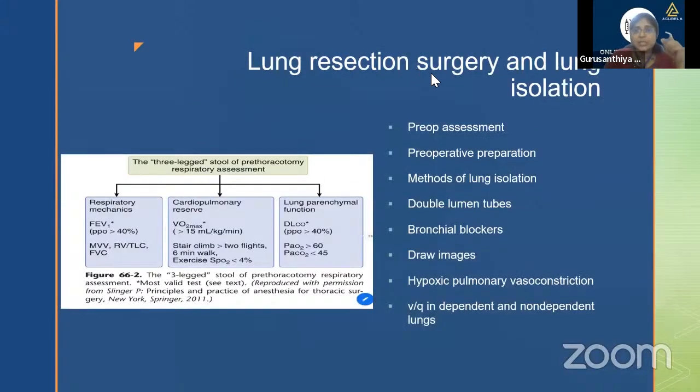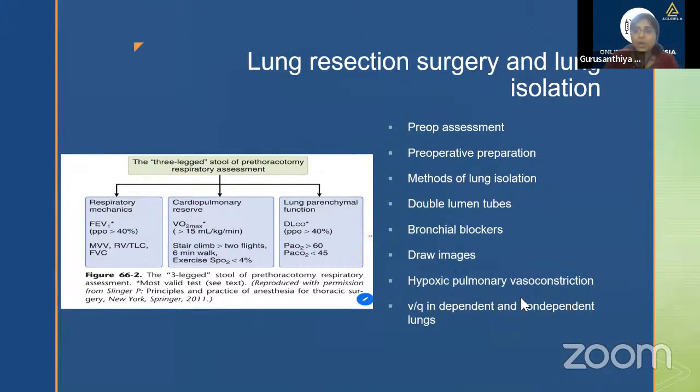And lung resection surgeries, I hope Dr. Edwards has just now covered it. Whenever you are asked about a long note about lung volume resection surgery, you write about the preoperative assessment, the three-legged stool, how will you prepare, methods of lung isolation, as we have extensively discussed now, like the double lumen tubes, bronchial blockers. You draw images wherever necessary to tell them you have known, and that can fetch you more marks in the theory examination than writing pages and pages of theory.